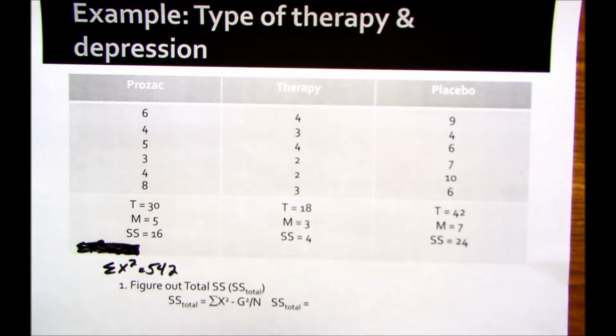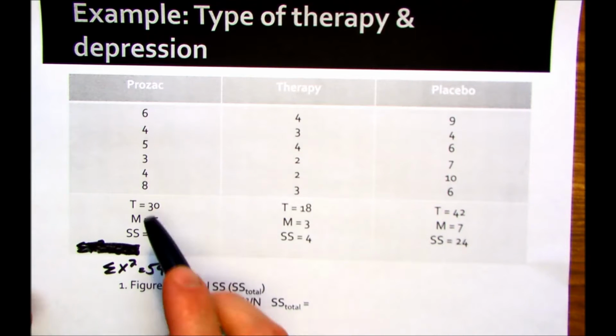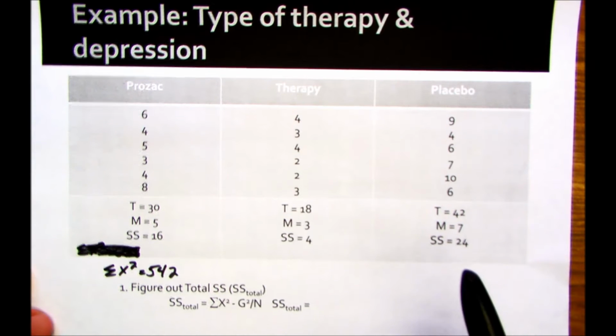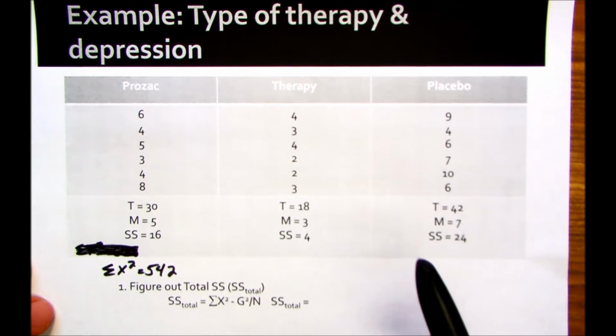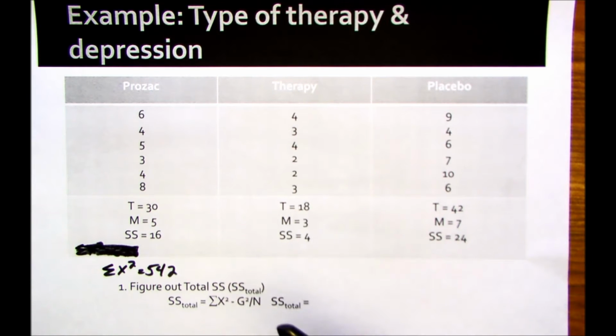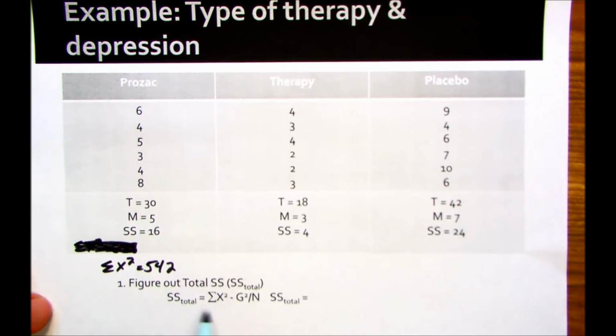The advantage of the one-way ANOVA over the independent measures t-test is that if we have more than 2 groups, we can look at all those groups at the same time to see what the effect is. It's what we call the omnibus ANOVA. So our first step is to figure out the total sum of squares, just like what we would normally do when we figure out our sum of squares.